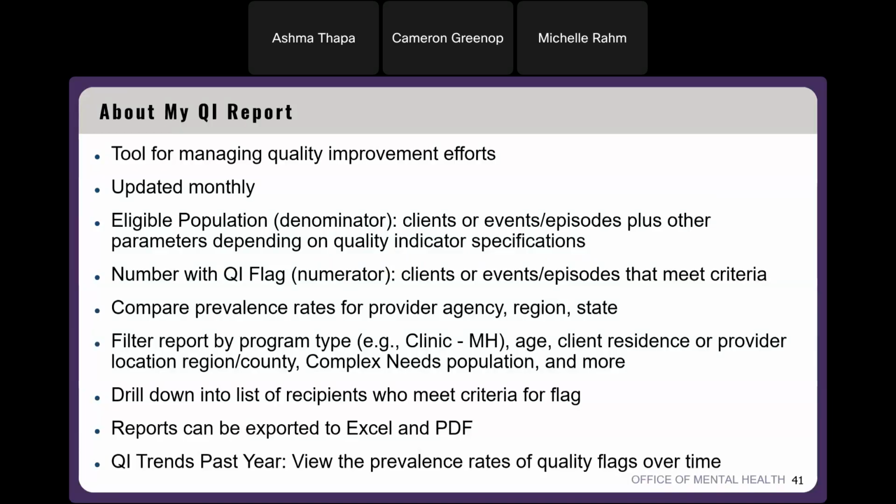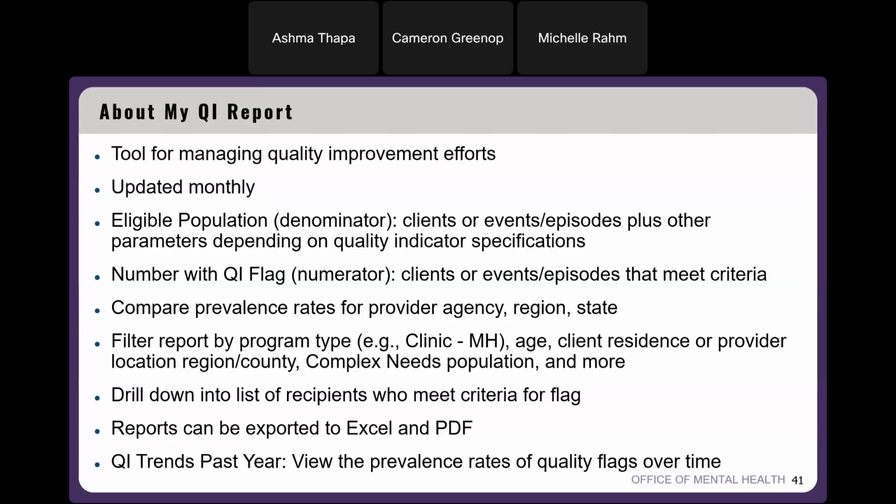Again, the QI report is updated monthly, and within the report, we have the eligible population, which will be the denominator, and that is the clients that are served plus other parameters depending on the quality indicator specification. We will also display the number with QI flags, and that will be the numerator.